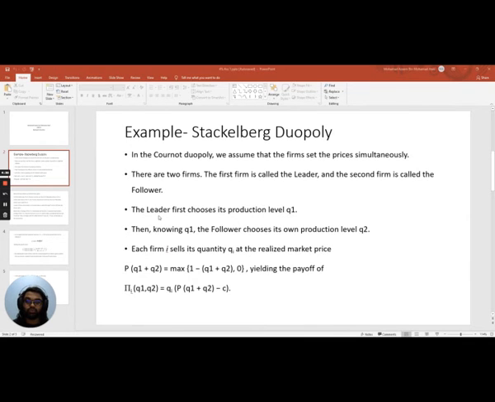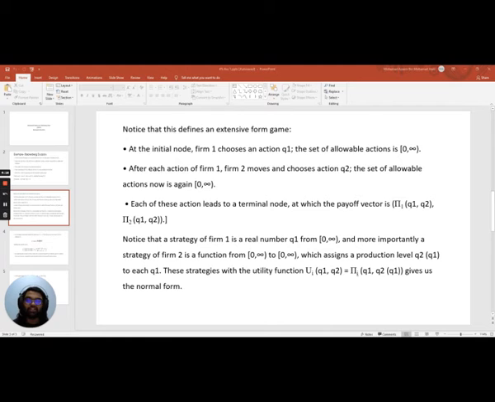So each firm i sells its quantity Qi at the realized market price P(Q1 + Q2) = max(1 - (Q1 + Q2), 0), yielding the payoff πi(Q1, Q2) = Qi (P(Q1 + Q2) - c). Notice that this defines an extensive form game. At the initial node, firm 1 chooses an action Q1, and the set of allowable actions is from 0 to infinity. After firm 1 chooses its action, firm 2 moves and chooses its action Q2, also with allowable actions from 0 to infinity.